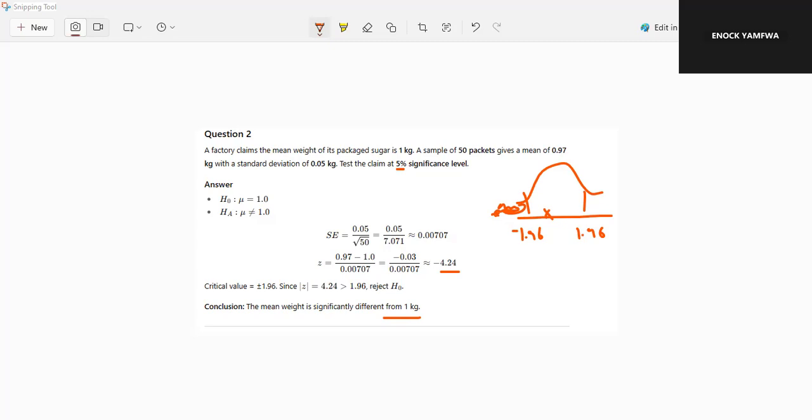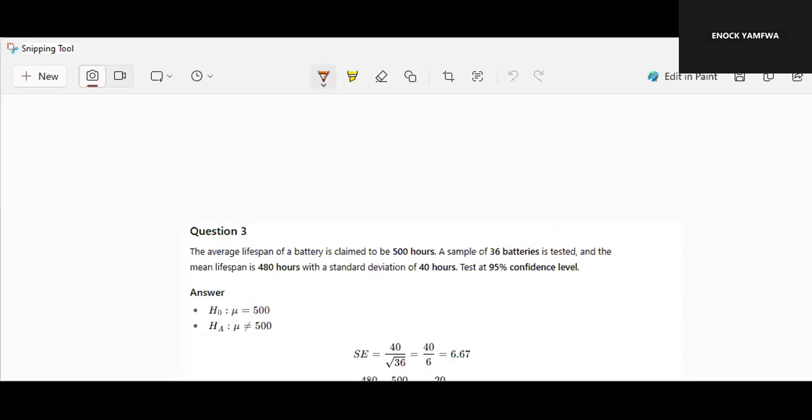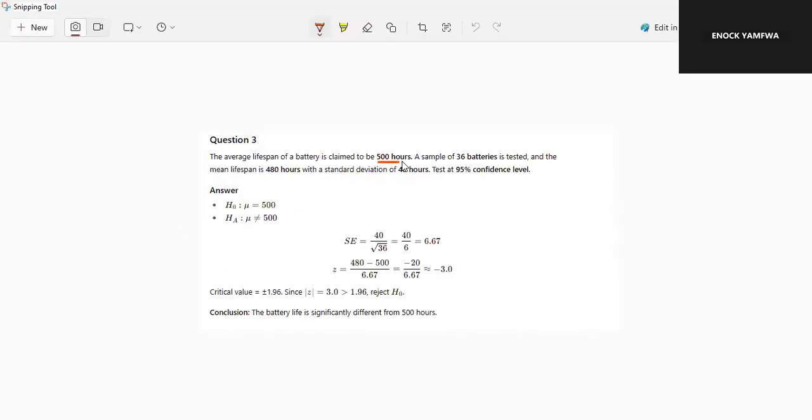Okay, so we have question number 3. The lifespan of a battery is assumed to be normally distributed with a claim of 500 hours. So this is mu, 500 hours. A sample of 36 batteries is tested, and the mean lifespan was found to be 480, standard deviation 40 hours, at 5% level of significance. So mu is what? It's 500.